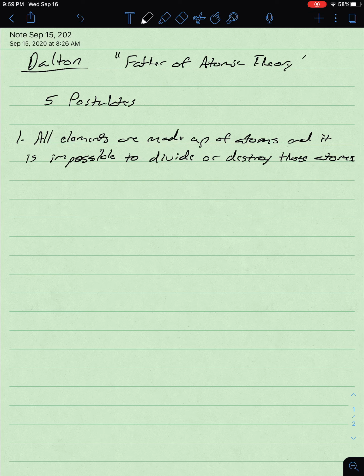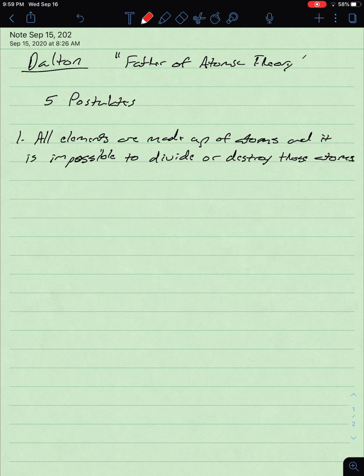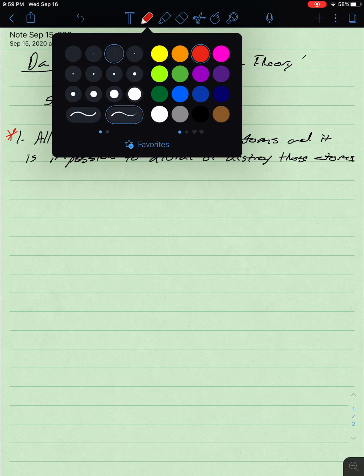those atoms. What I want you to do is put a big star by this one because that has since been disproven. We know that we can actually break down atoms even further, things like decay or other instances. So this postulate has been disproven. It's still impressive they did it at that time, but the first postulate has been disproven.